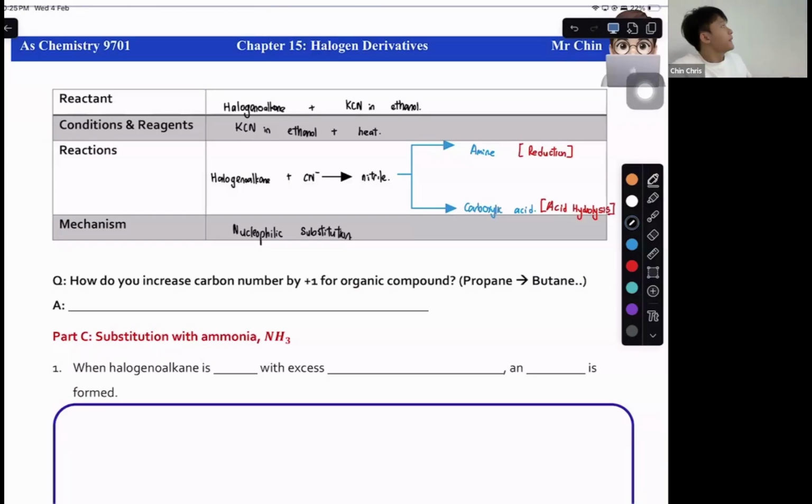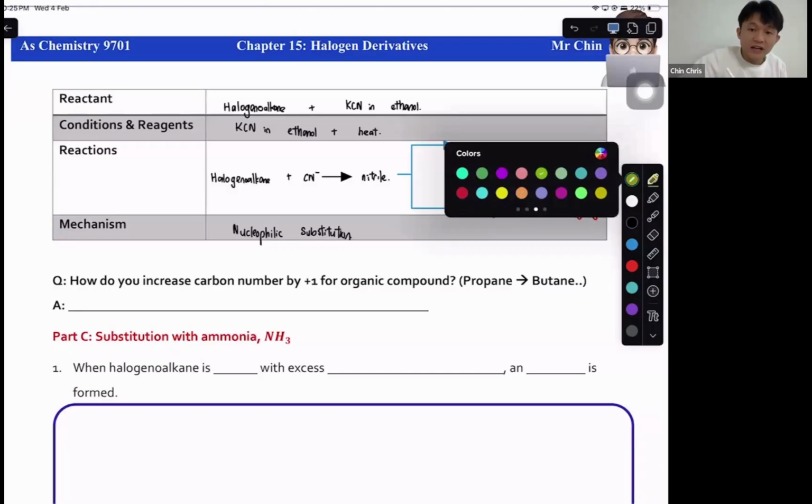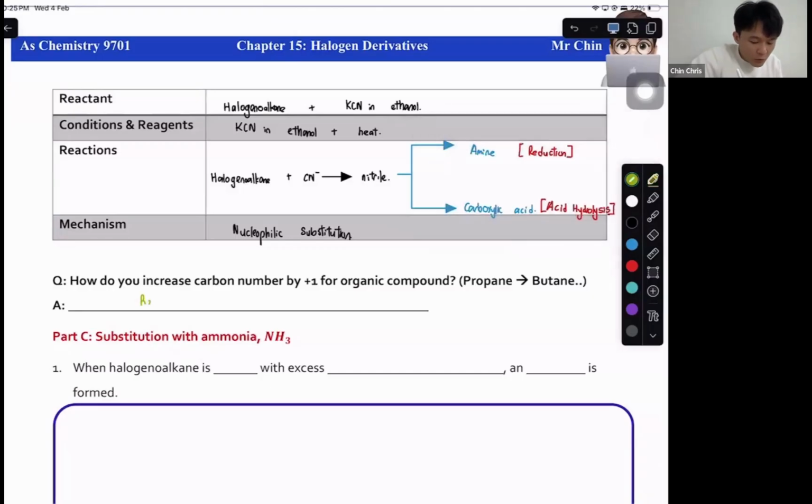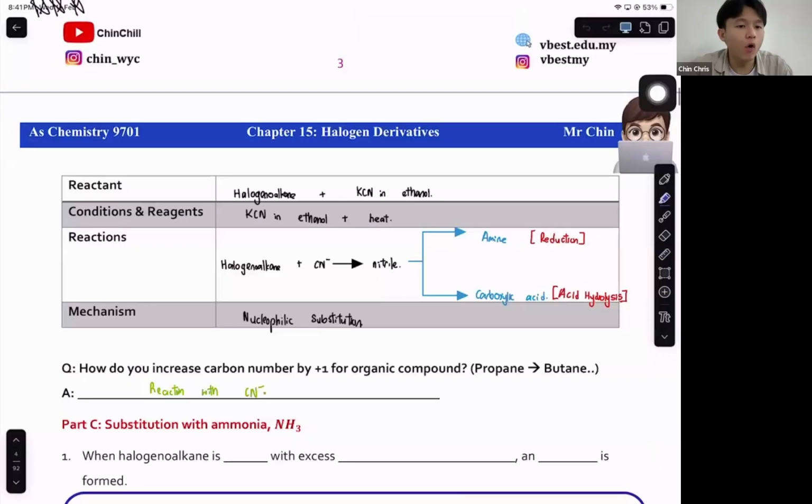Okay, good. And guys, how can you increase the carbon number by 1? For example, from propane turn into a butane. Always remember in our entire syllabus, we can only increase the carbon number by 1 by a reaction with CN minus. So to increase the carbon number, the only possible way is by a nitrile. That's it. Let's look at page 4. All right, guys, let's go.